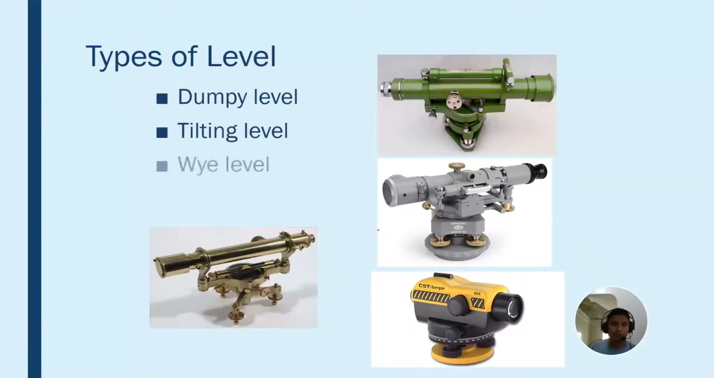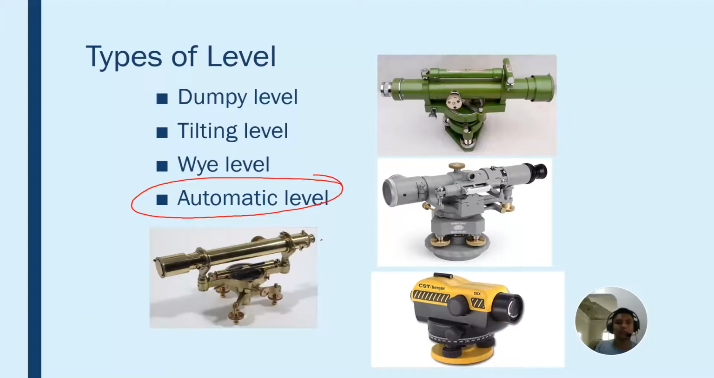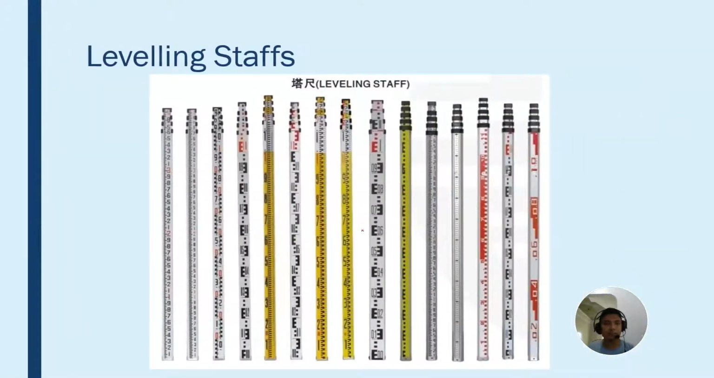So here are the types of leveling. We have the dumpy, tilting, Y, and we have the automatic level, which we have that instrument in our school. So we usually use the automatic level in conducting differential leveling. And the leveling staff is also called the rod or leveling rod. They have different designs, but they will give you the same values for the differences in elevations for backsight and foresight values.